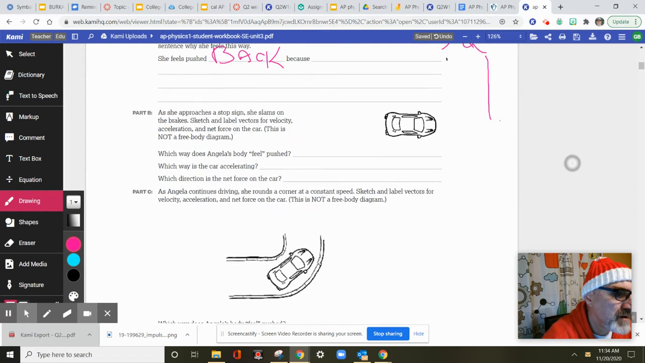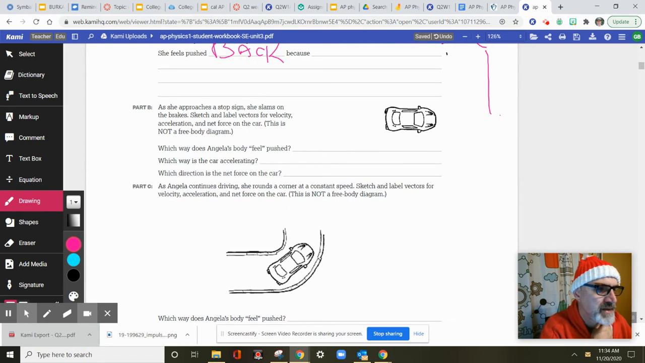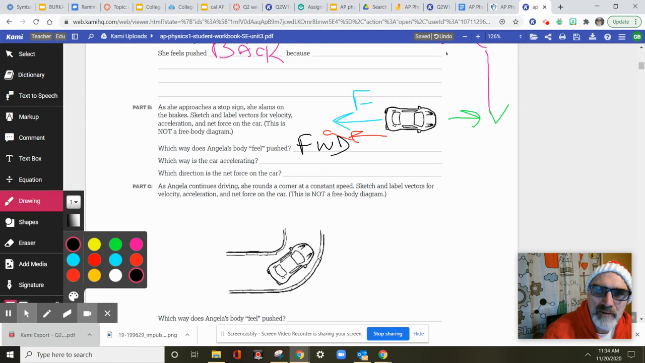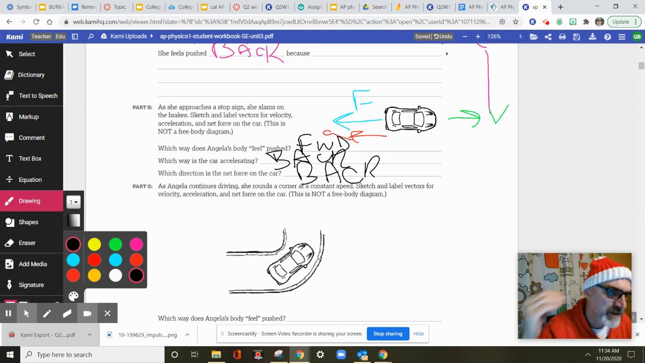Now she approaches a stop sign. She slams on the brakes. Sketch and label vectors for velocity, acceleration, and net force on the car. This is not a free body diagram. While she's rolling, she's got a velocity going this way, but now the force is that way and the acceleration is that way. So how does she feel pushed? It feels like she's being pushed forward, and the car is accelerating backwards, and the net force is back because the brakes are slowing it down.